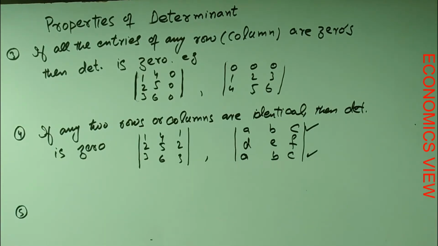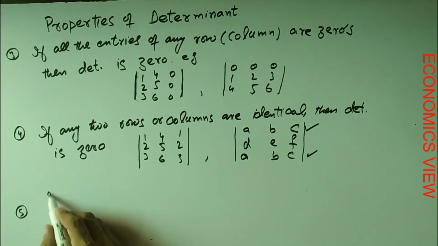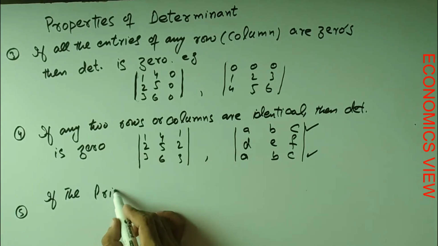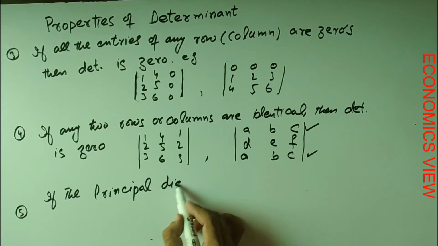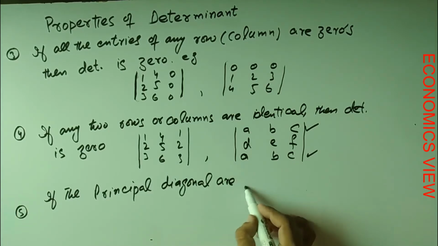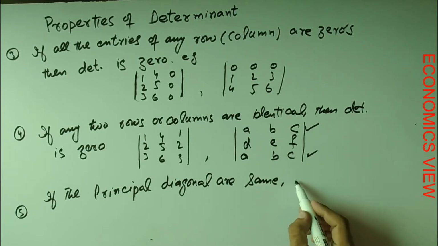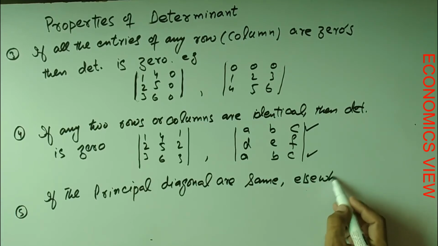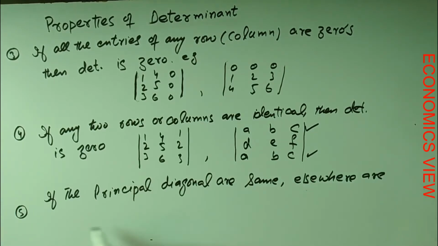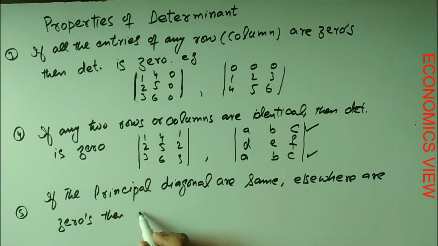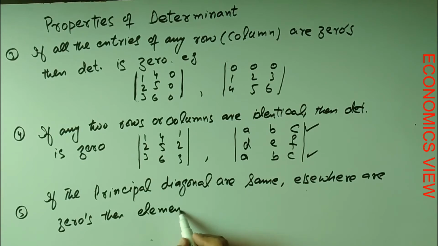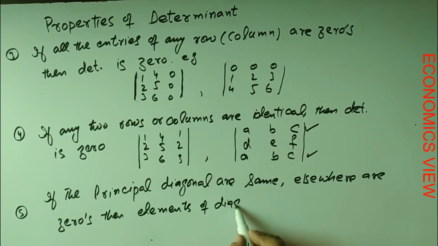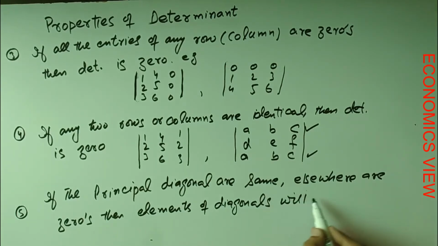Now the fifth property. The fifth property is that if all the elements of the principal diagonal are the same and elsewhere are zeros, then the elements of the diagonal will be multiplied.